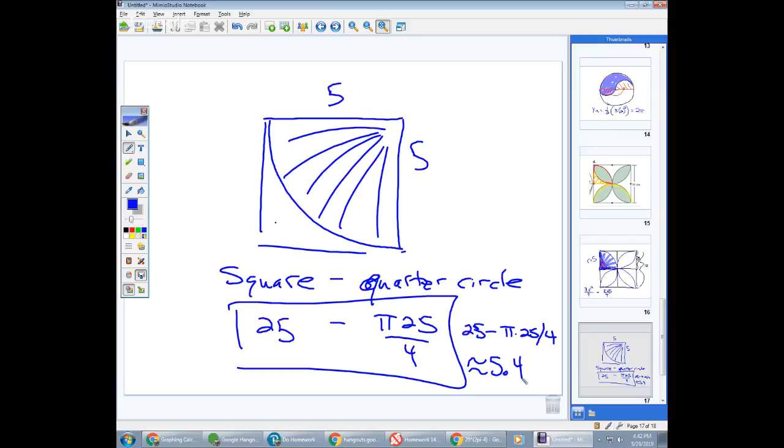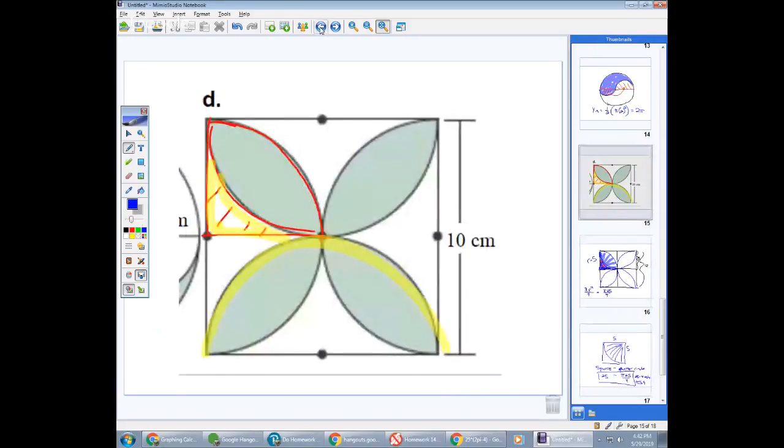Okay, how many of those white regions live here? There's 1, 2, 3, 4, 5, 6, 7, 8 of them. What's the area of the whole thing? The whole square, 10 by 10? 100. So what we want to do is take 100 minus 8 of those white regions. Whatever's left has to be the area we want, the shaded region.